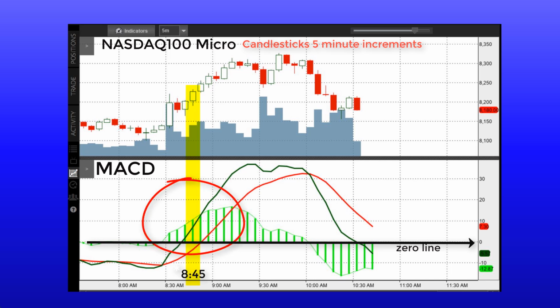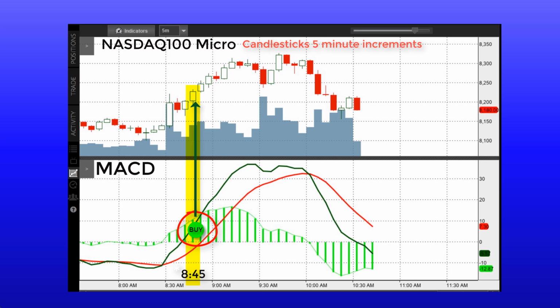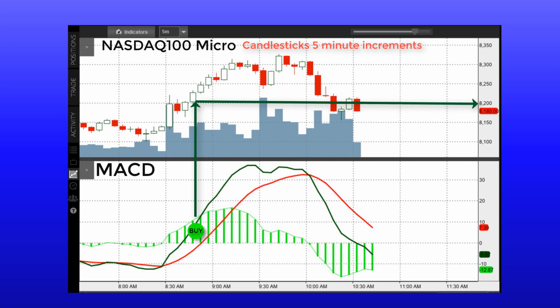You see, at about 8:45 in the morning we have a buy signal. The green line is above the red line, and both those lines are above the MACD 0 reference line. So we get a buy signal right here at about 8,200. Remember, the width of each candlestick is 5 minutes. So 5 minutes after we enter the trade and 10 minutes after, we're already up to 8,250 at $2 a point. That's about $100. So that's a good trade already.